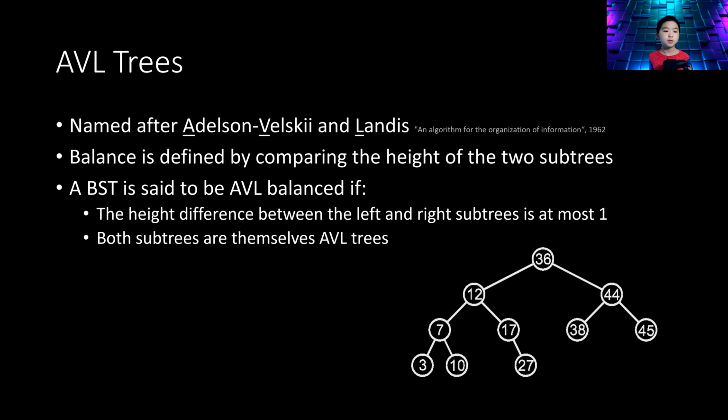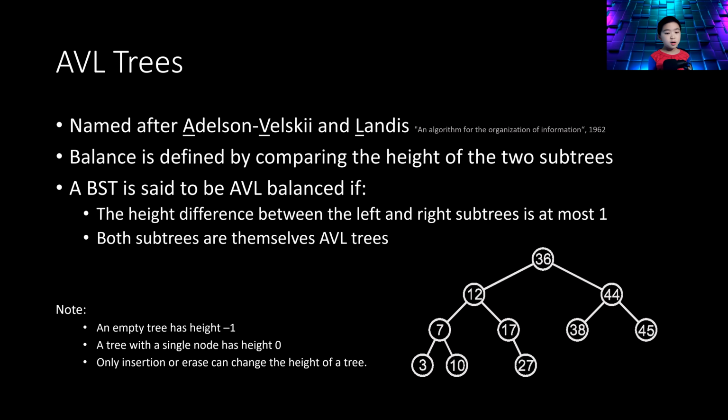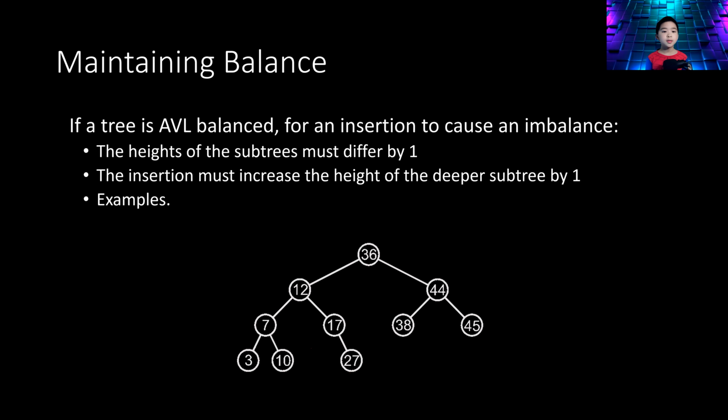For example, this tree is AVL balanced. To make the height mathematically consistent, we define the height of an empty tree to be the value of -1, and the height of a single node is 0. Obviously, only insertion or erase can possibly change the height of a tree. Let's see how an insertion could cause imbalance. Let's use the same tree from the last slide, which is AVL balanced.